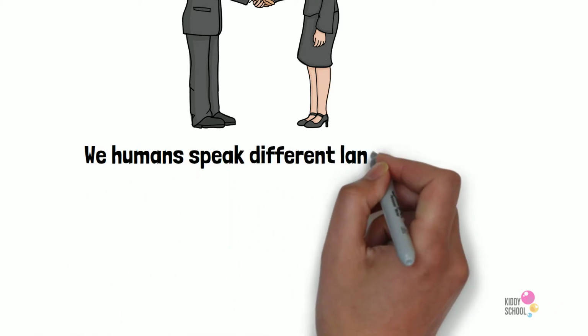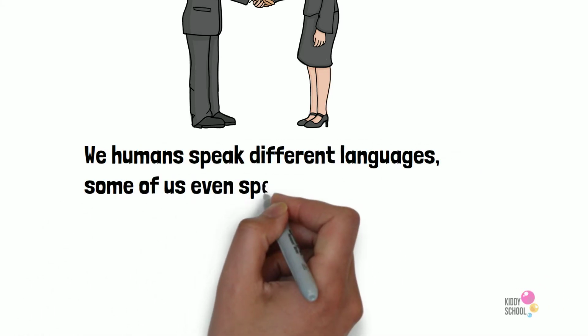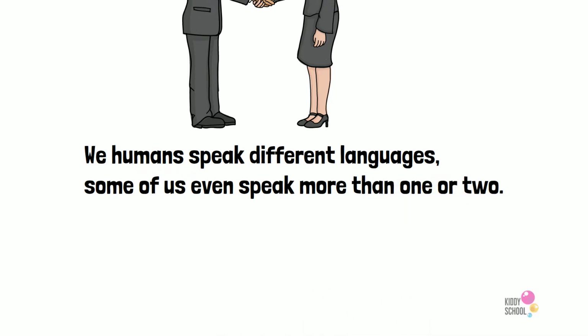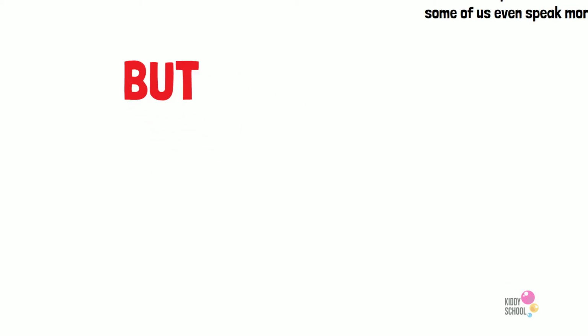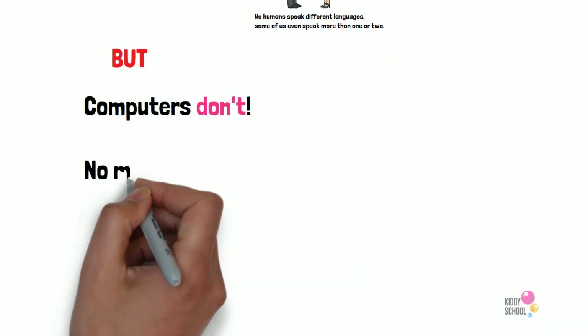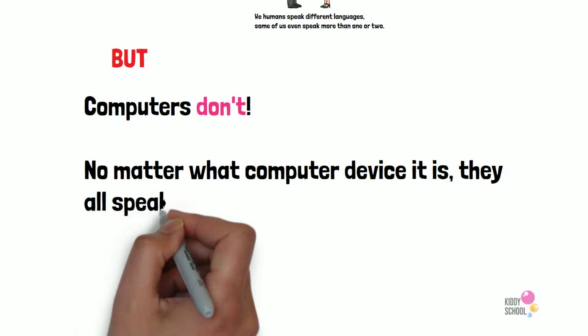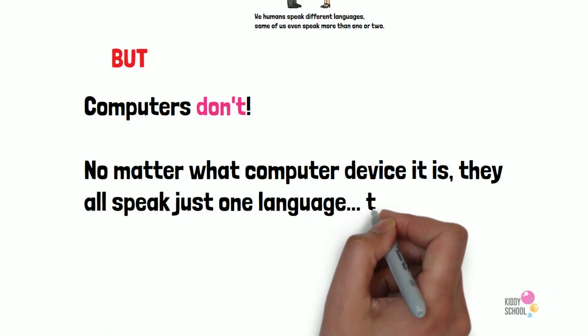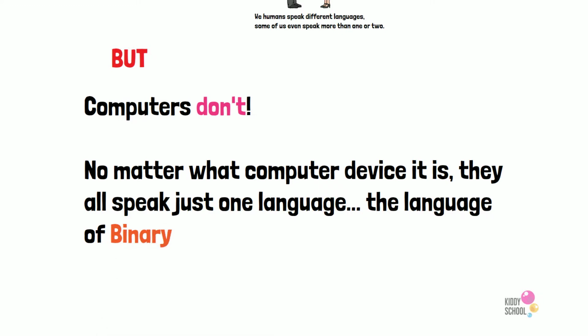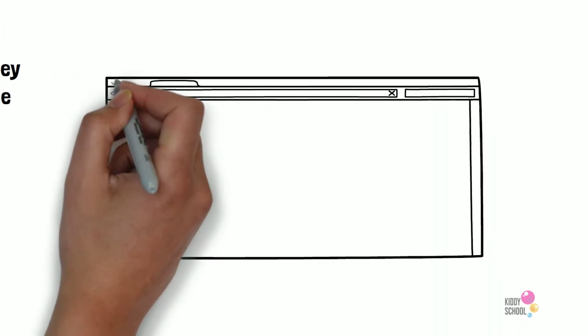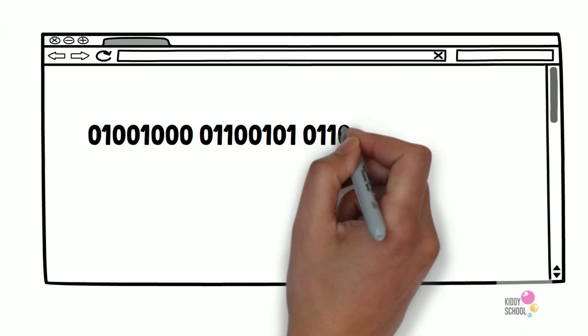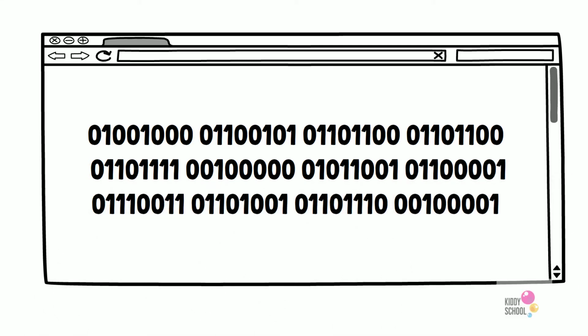We humans speak different languages. Some of us even speak more than one or two. But computers don't. No matter what computer device it is, they all speak just one language. The language of binary. So the same screen in binary would be something just like this.